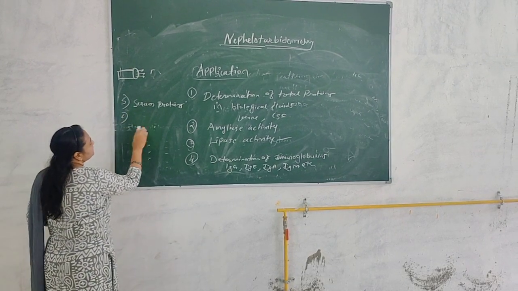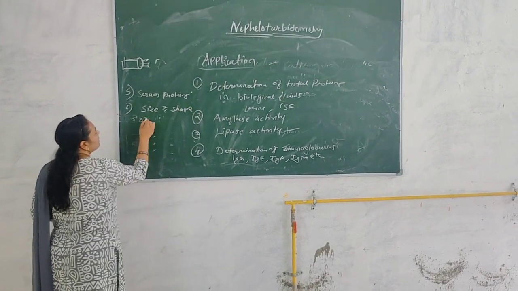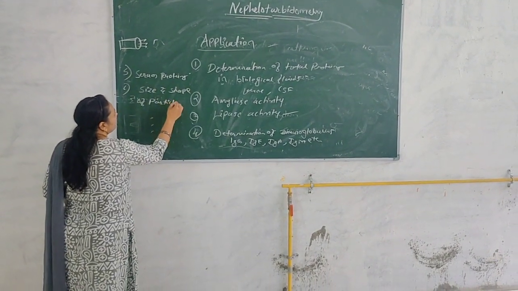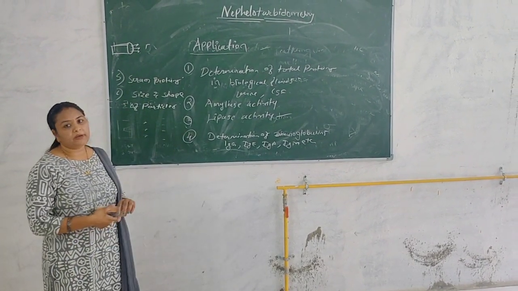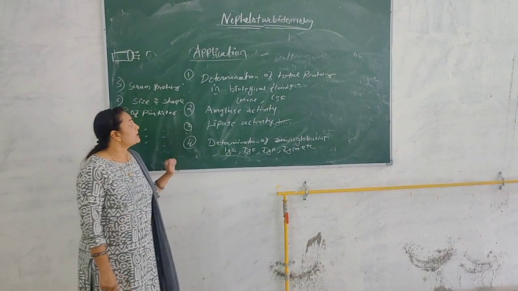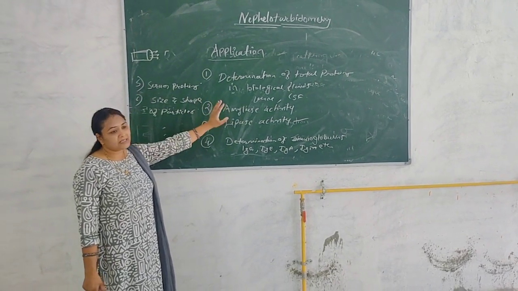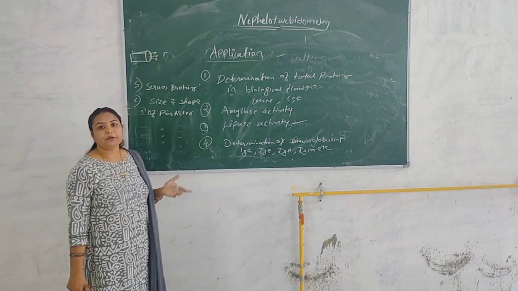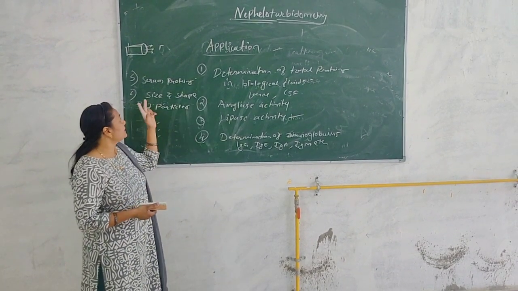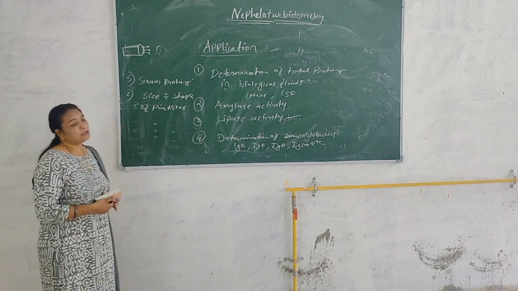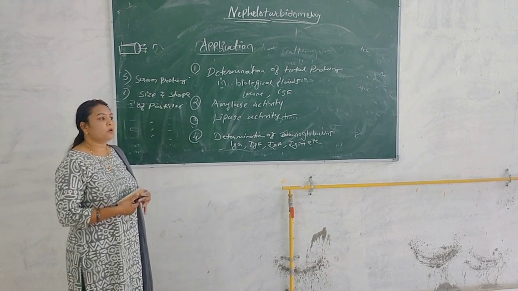Then it is also used for the determination of size and shape of particles. So these are some selected applications of nephelometry and turbidimetry. There are many applications: determination of total proteins in biological fluids, amylase activity, lipase activity, and various immunoglobulins. Then it is used for individual serum protein identification like albumins, immunoglobulins, and haptoglobulins.